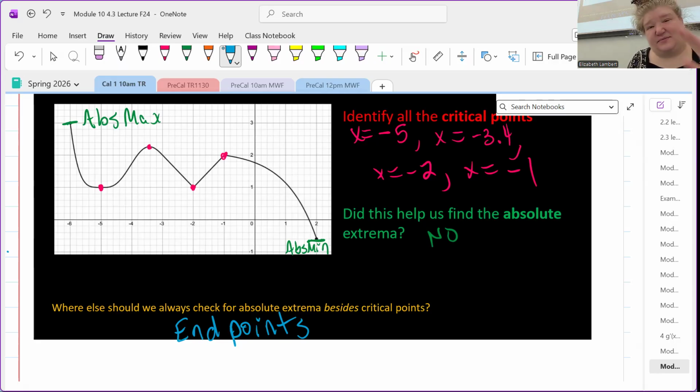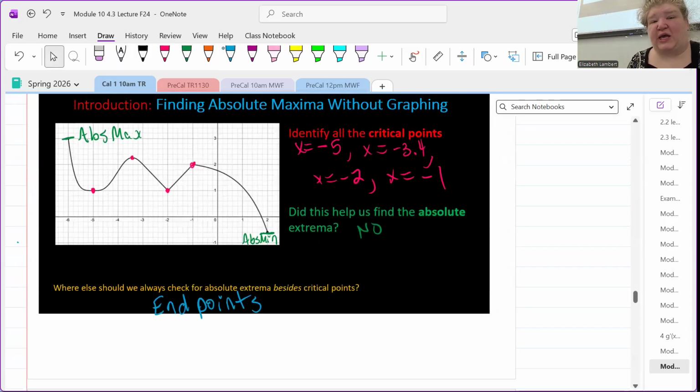But endpoints can sort of fit the definition for a local max or a local min. It's just usually the definition says there have to be values on either side, so the endpoints don't really fit the definition. But anytime we're talking absolute max or min, we have to check the endpoints as well.